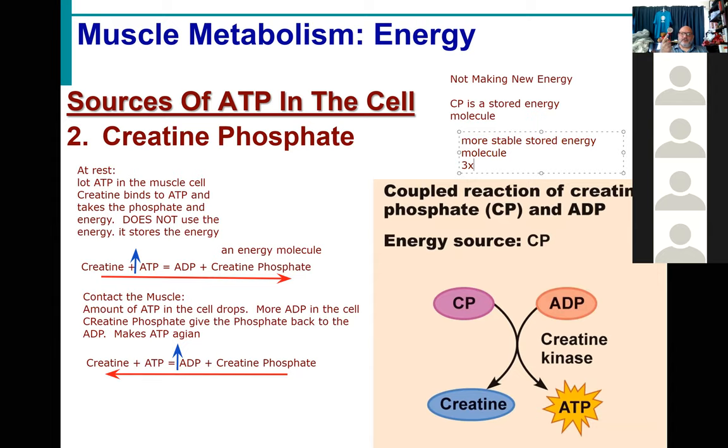All right, so notice these first two, ATP and creatine phosphate, are both readily available stored energy. But ultimately, if we're going to continue to maintain a contraction, we're going to need to make energy to be able to do that. All right, questions on this?